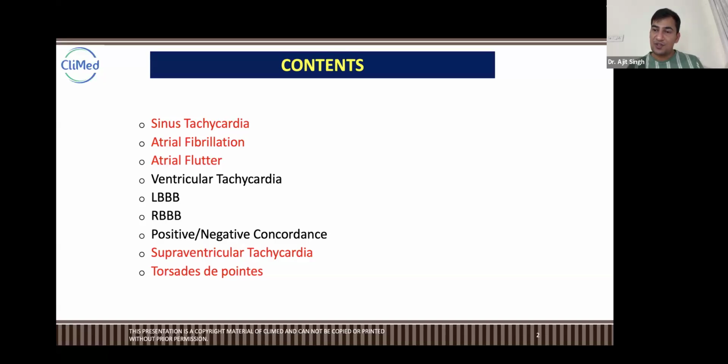So you can understand, because when we get into the ECGs, ventricular tachycardia is not just one thing. There are multiple types: monomorphic, polymorphic, LBBB, RBBB, positive, negative concordance. A lot of things are there, and you have to understand those.